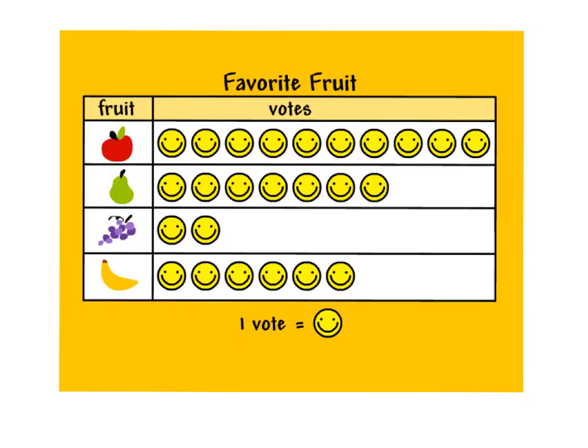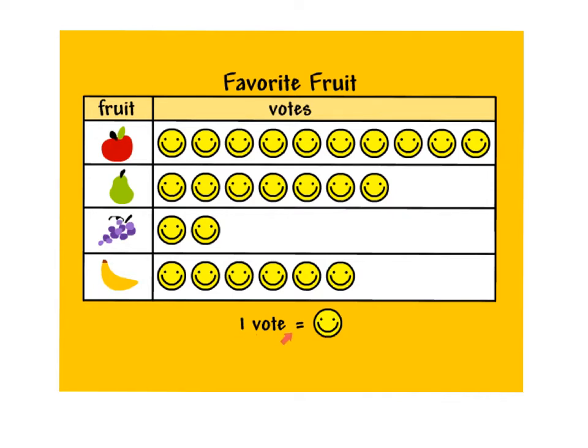This one was in a classroom, and it's labeled favorite fruit. So basically, this teacher has gone in and asked her kids, what's your favorite fruit? And they took a vote, okay? So let's look and see what they voted on. They voted on apples, pears, grapes, and bananas.